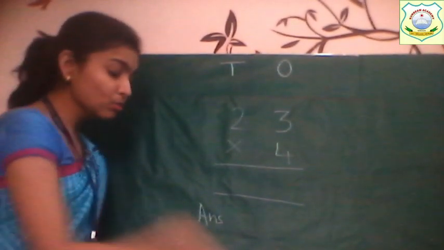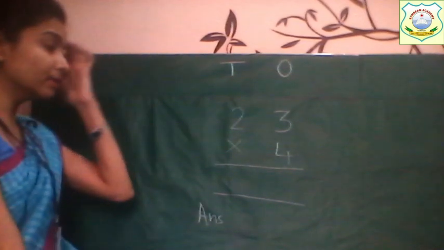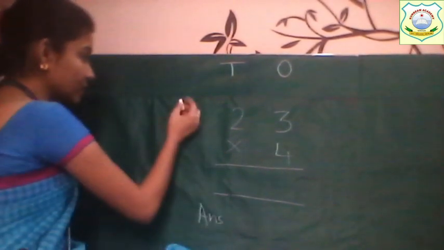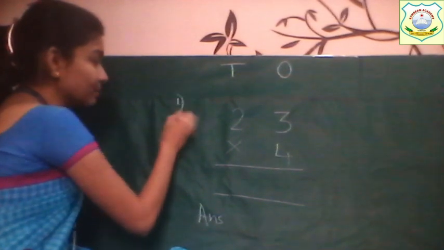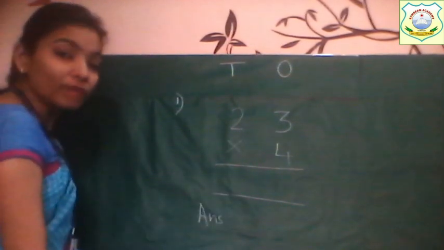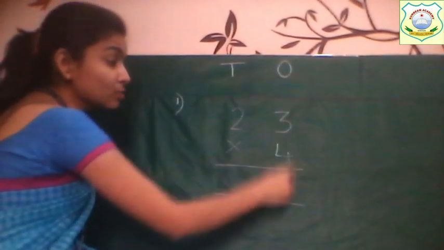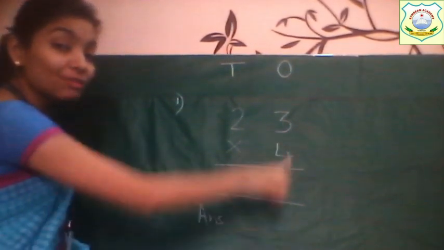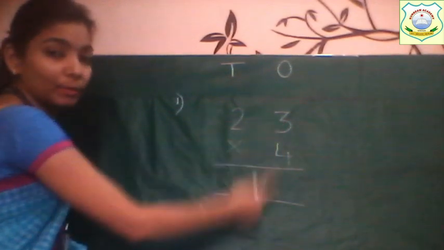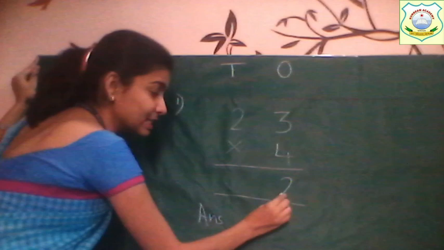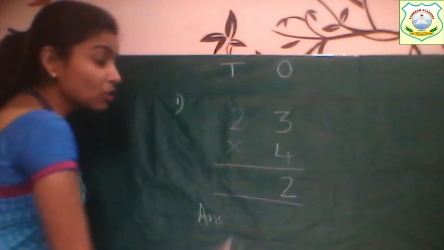Alright, so understand here how to do the first question. I am doing the first one. First is 23 multiplied by 4. You have noted down the questions. Now let's multiply. First we need to multiply from the ones place. 4 multiplied by 3. 4 3s are 12. You need to learn the table. Okay, now we got 12.